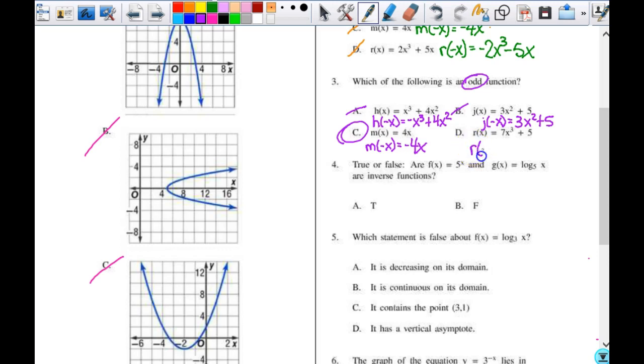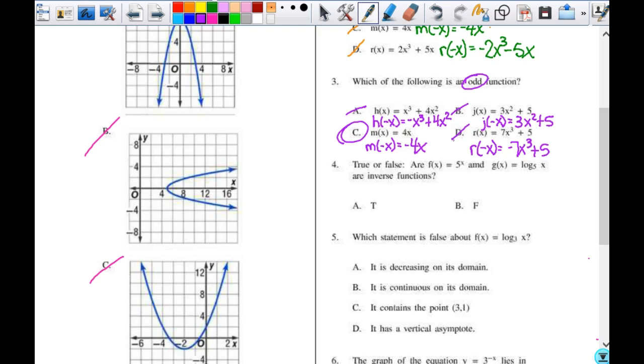So R of negative x is equal to negative 7x cubed plus 5. So this is not R of x, it's not negative R of x, so it's not even or odd, so my answer is just a C.